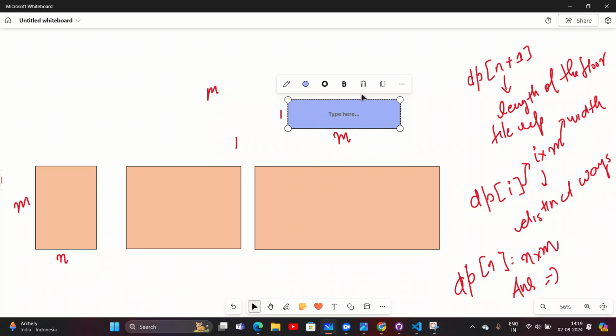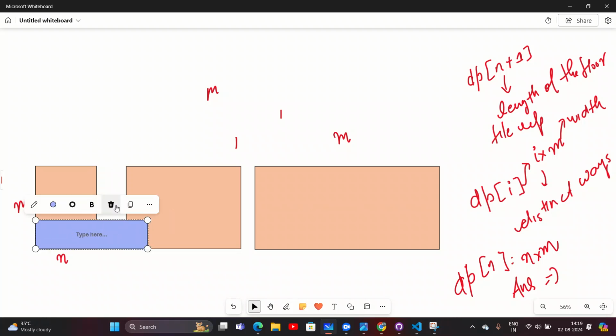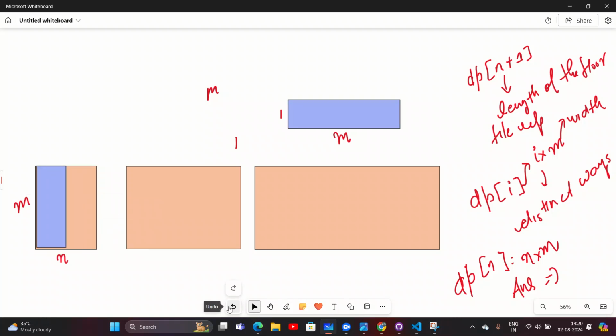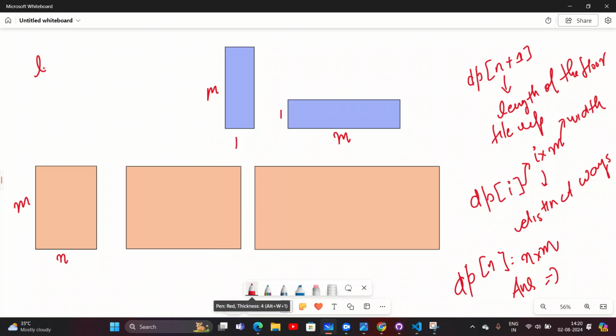Now what will happen if we try to place our tile in a horizontal fashion? Definitely the tile is going to exceed the boundary of our floor. So this thing we need to avoid. So there will be only one possible way in which we can cover a floor having length less than the width, that is if we place our tiles in a vertical fashion. So for n less than m, there will be one possible way.